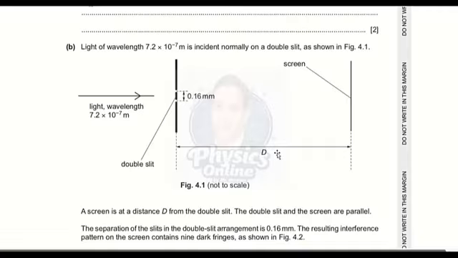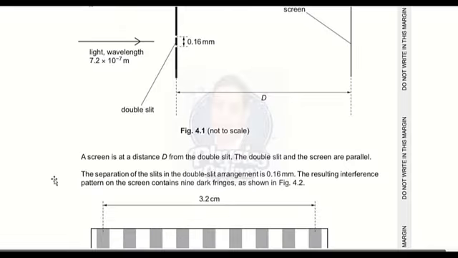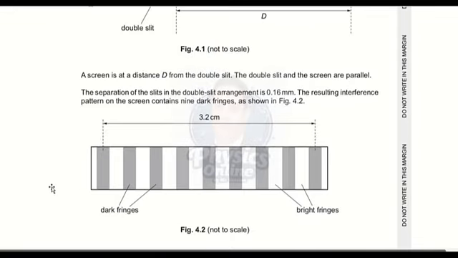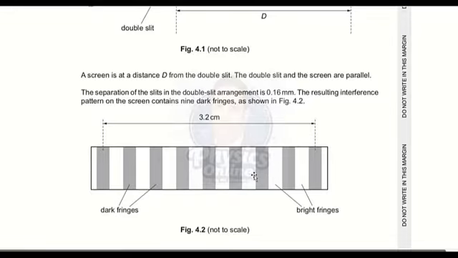Light of wavelength 7.2 times 10 power negative 7 meter is incident normally on the double slit as shown in the figure. A screen at distance d from the double slit is parallel to it. The separation of the slits in the double slit arrangement is 0.16. The resulting interference pattern on the screen contains 9 dark fringes as shown. We need to calculate the separation x between the fringes.